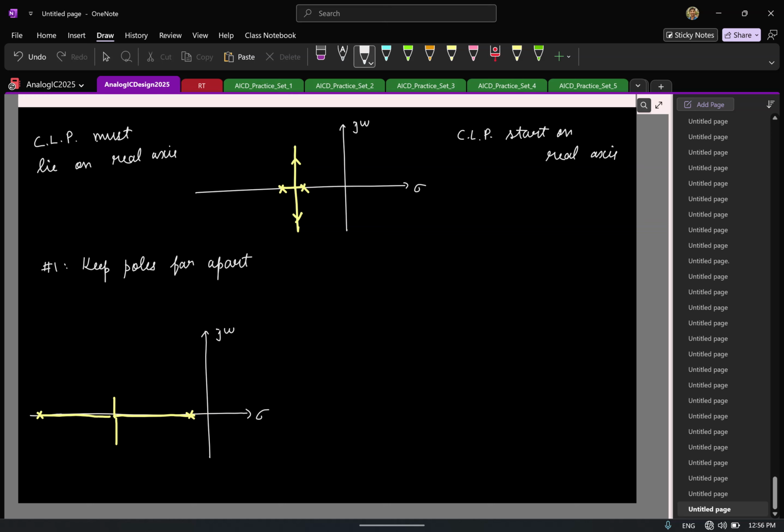This is called Miller compensation. And in general, anything that you do to make sure that the closed loop system remains stable is called frequency compensation. So Miller compensation is one way wherein you can do this.